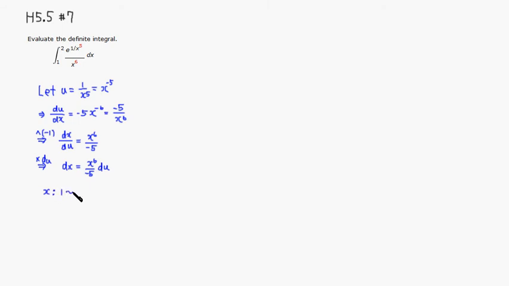Also, in this case the lower limit is 1, so x goes from 1 to 2. The corresponding u values: plug in 1, so 1 over 1 to the 5th is still 1. And plug in 2, so 1 over 2 to the 5th. 2 to the 4th would be 16, and times 2, so 1 over 32.